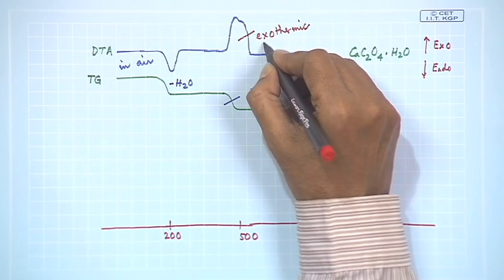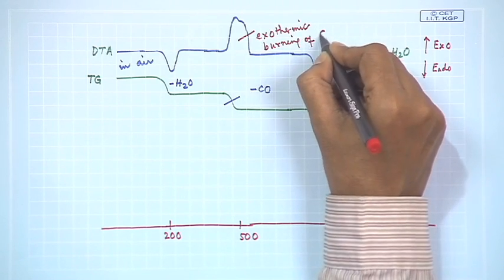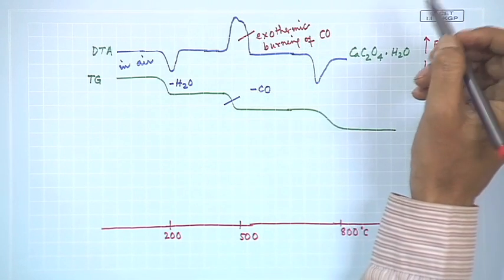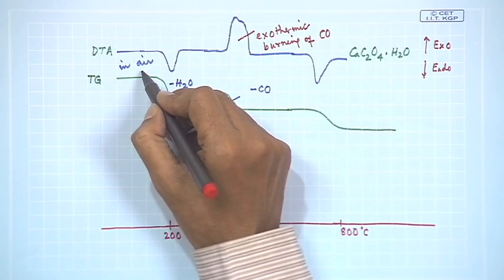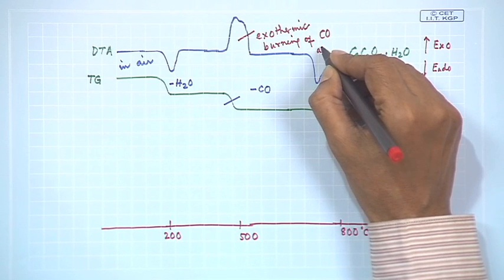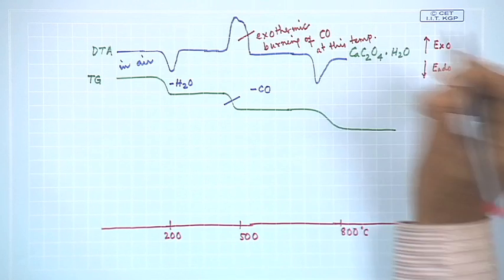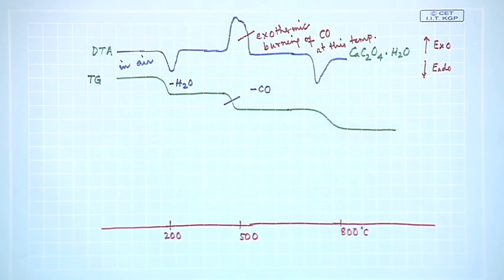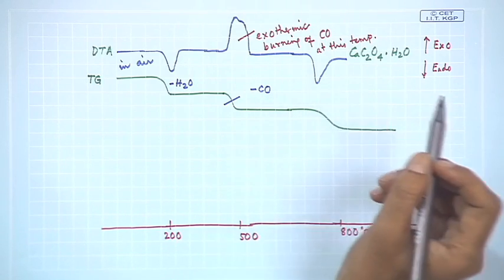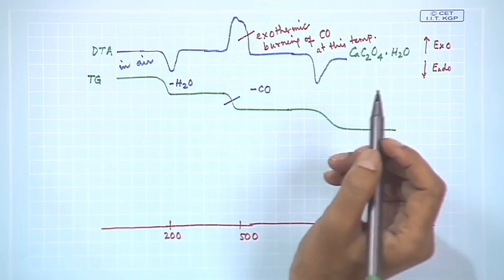So, exothermic burning of CO, where it is burning, because its burning is only taking place in air and in presence of the O2 of that air. So, of CO at this temperature, which is very important. That means you will have the elimination of CO, and that is being confirmed by your DTA analysis, that your CO is coming out and that CO is being burned in air, forming again CO2.